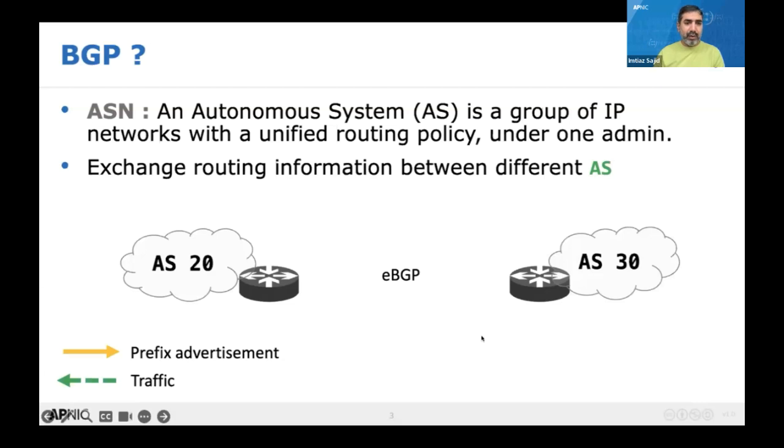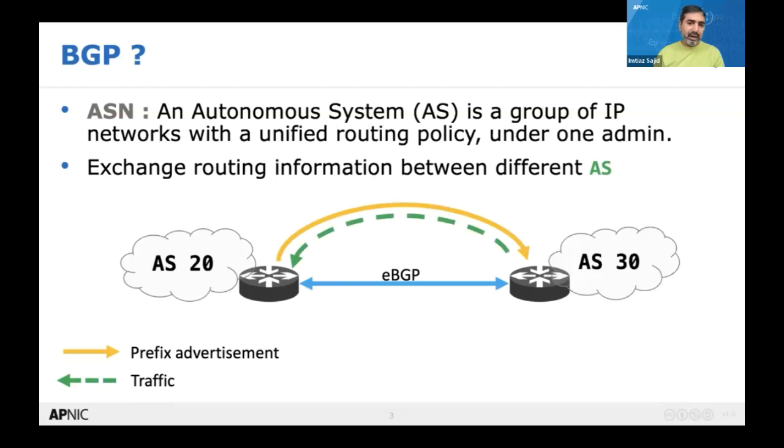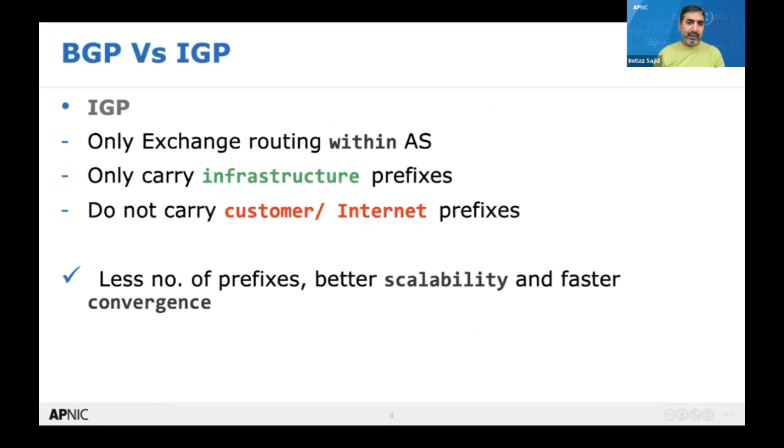In the case of BGP, we use it to share routing information between different autonomous system numbers. In this case, you can see AS20 and 30. They need to establish an eBGP session, and once they have established the session, they advertise their prefixes, and as a result, they get the traffic from the other side. Advertisement of the prefixes and traffic are opposite in direction. So once you advertise your prefix, as a result, you get the traffic.